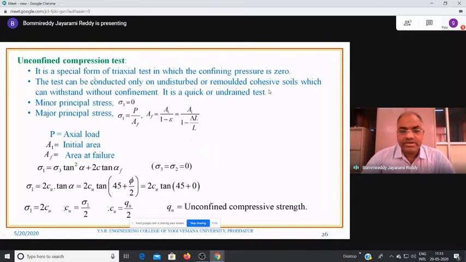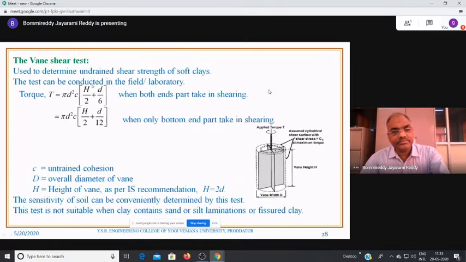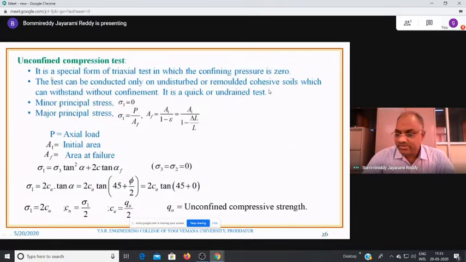Next test is the unconfined compression test. In the previous triaxial test, the major part was a confined test, because the confinement is provided by applying the cell pressure in all the lateral directions, x and also z. But here in this particular experiment, compression test unconfined means no confinement.